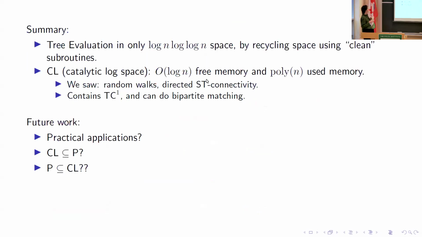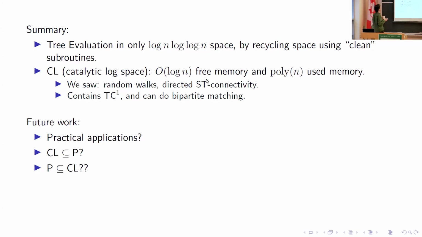OK, so that's basically it. I'll just summarize. We showed how to do tree evaluation using only log n times log n space. And the key idea there is to recycle space over and over again using this idea of clean subroutines. And I talked a little bit about a related concept called catalytic space. And I showed you how to use this catalytic memory to do random walks, to determine ST connectivity, but there's more stuff you can do if you're willing to be a bit more complicated.